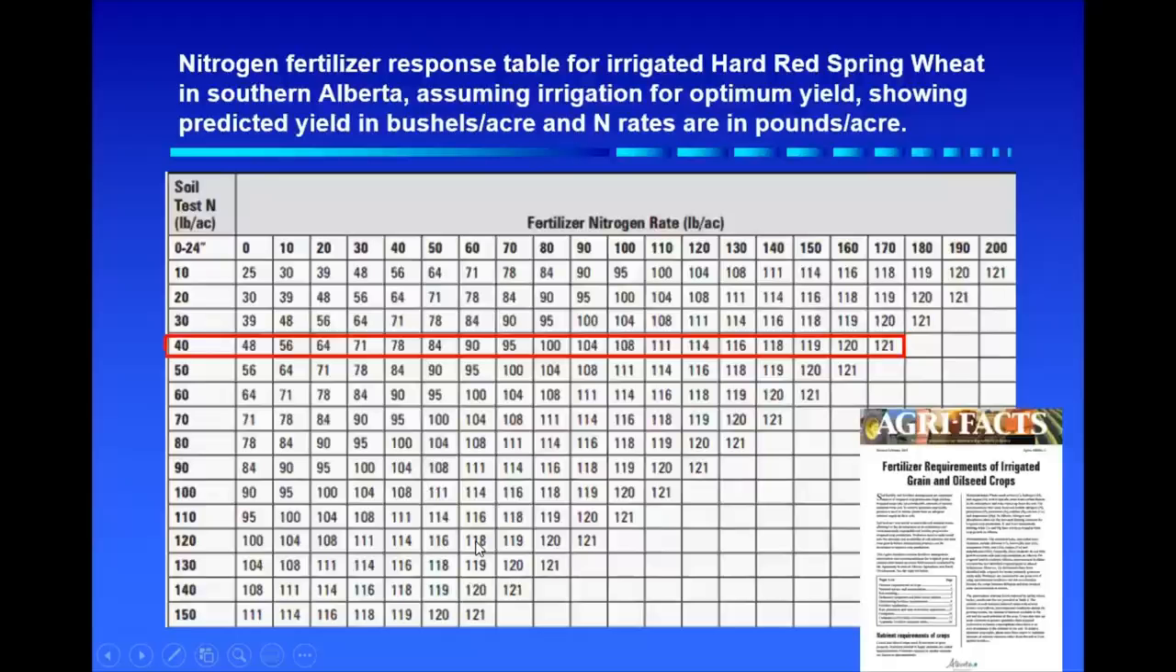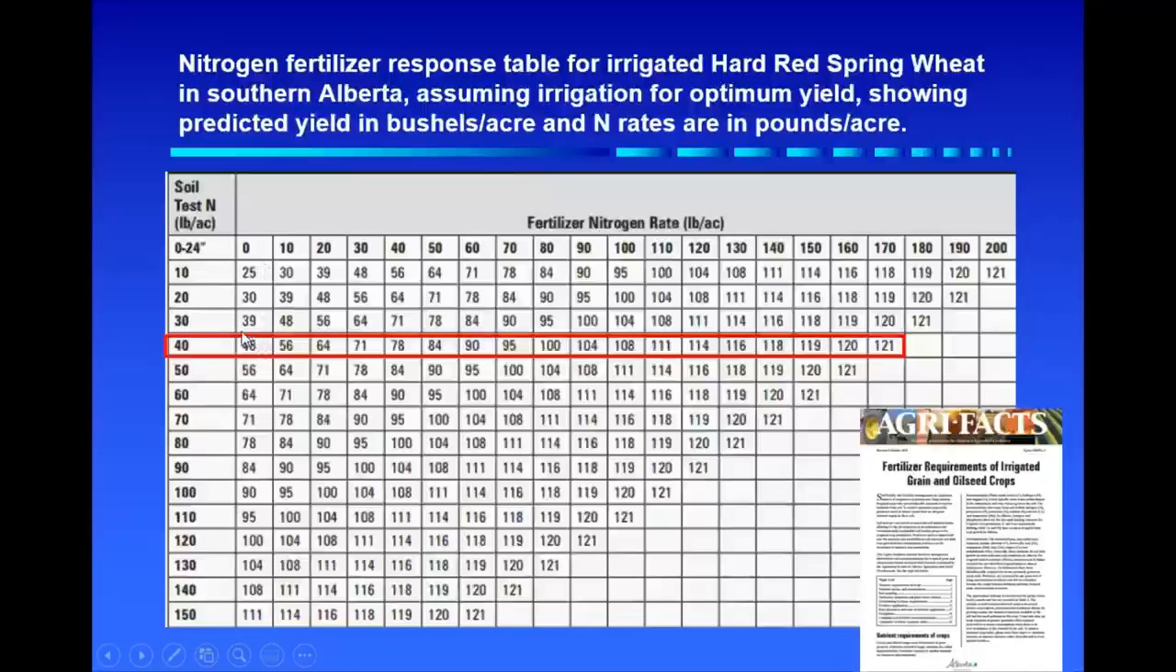So I'm just going to use an example from some curves that we developed. This is a fact sheet we put together after we developed fertilizer response curves for a number of different cereal and oilseed crops that are contained in this particular publication. It's actually on the Alberta Agriculture website. This is the curve, or the response chart, for hybrid spring wheat. So let's say our soil test value is 40 pounds of nitrogen in a 0 to 24 inch combined depth.